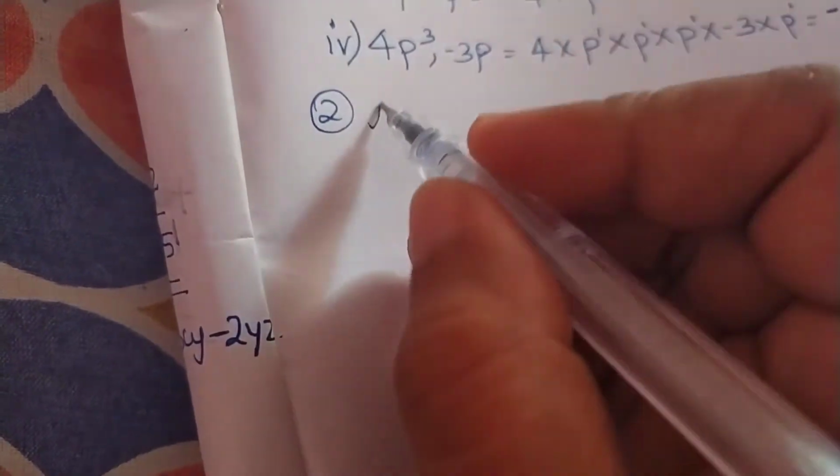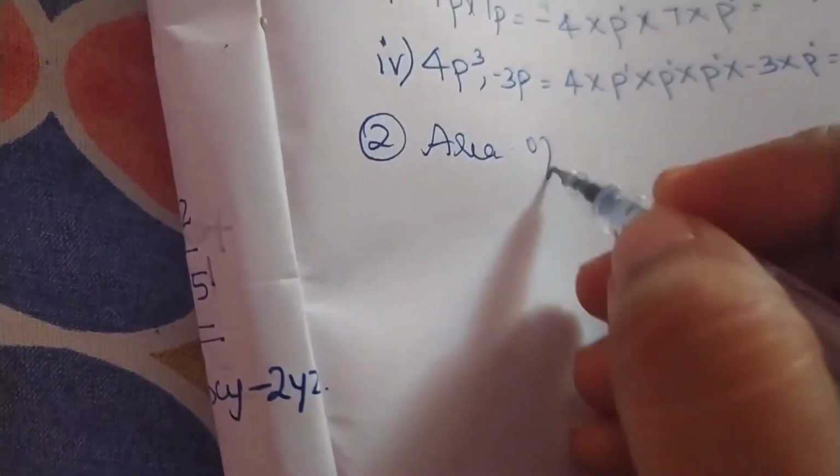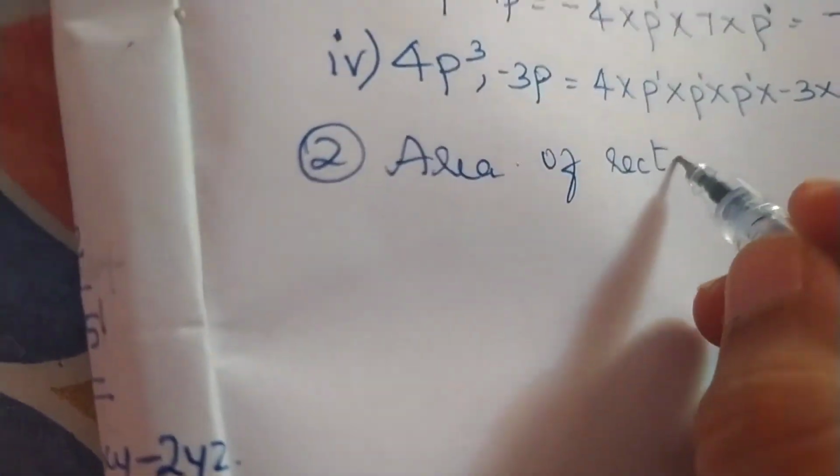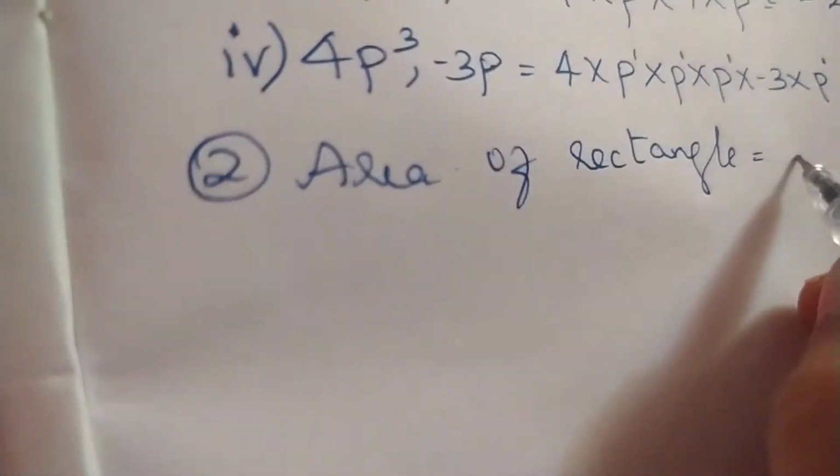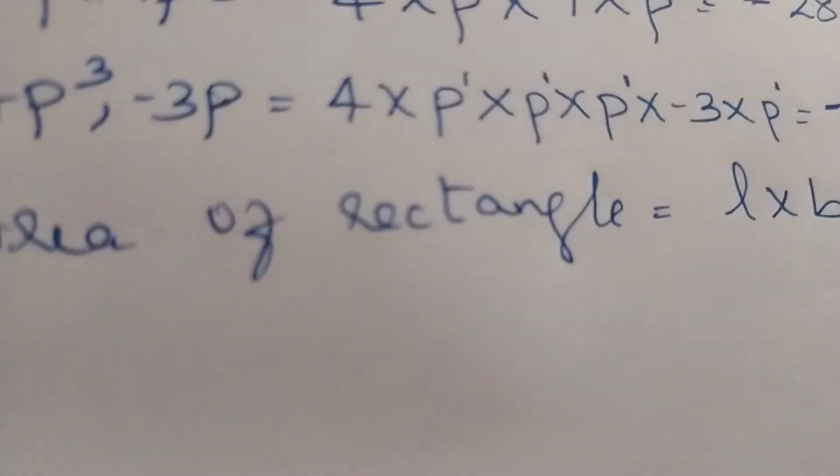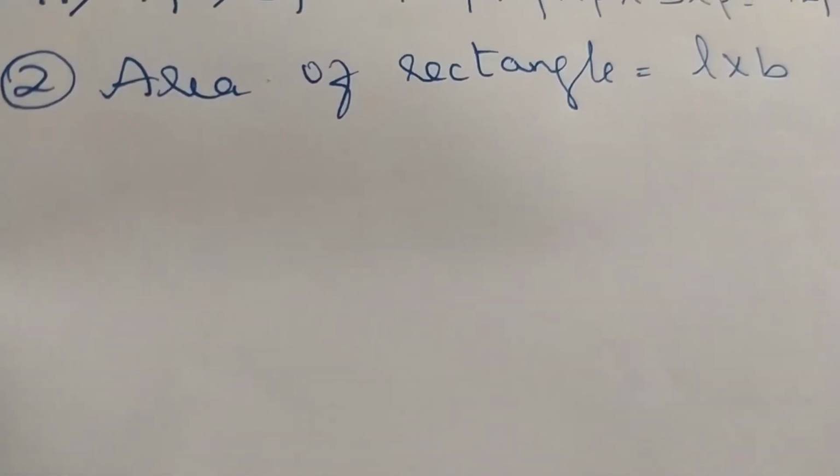In the second problem, they have asked to find the area of a rectangle. Children, we know area of a rectangle is length into breadth. Area of a rectangle is length into breadth.